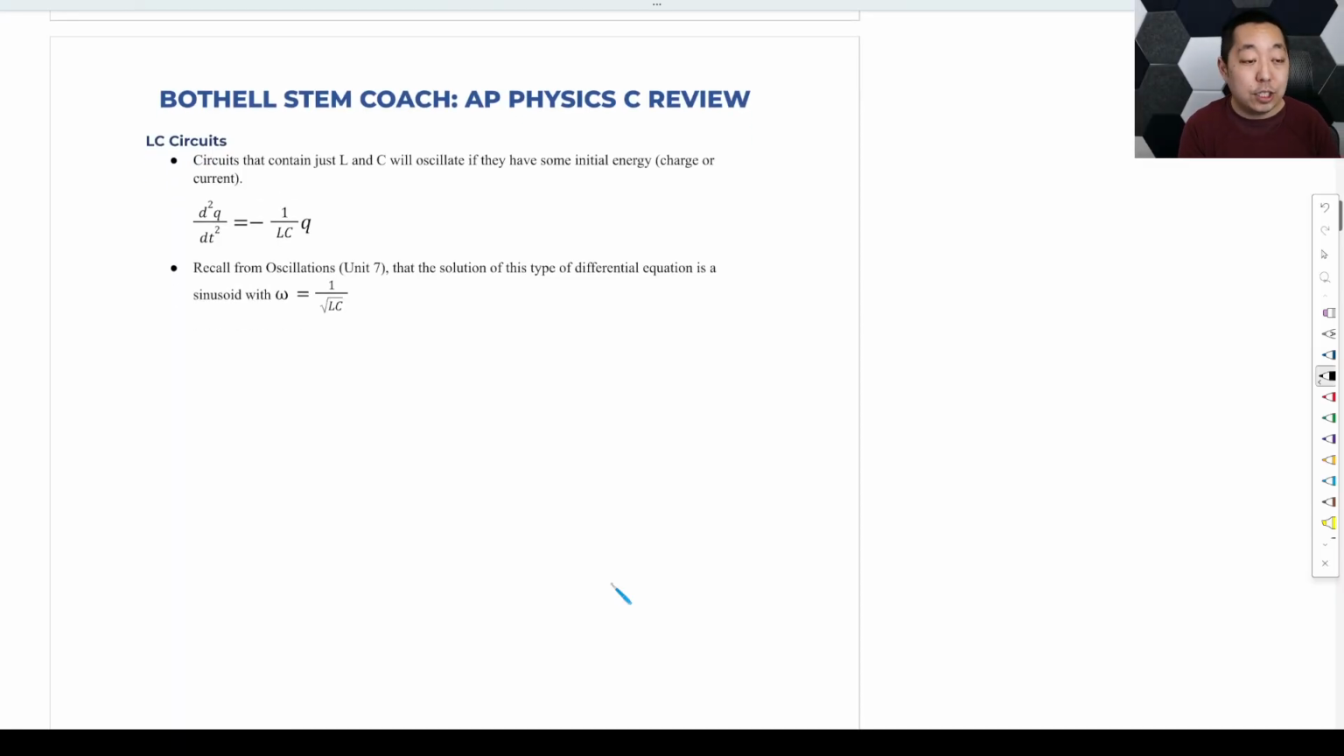Last part, LC circuits. Circuits that contain just L and C will oscillate. If you set up the differential equation, and we'll go through an example where you do that, you end up getting something like this.